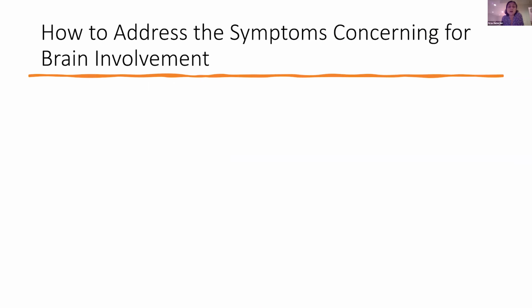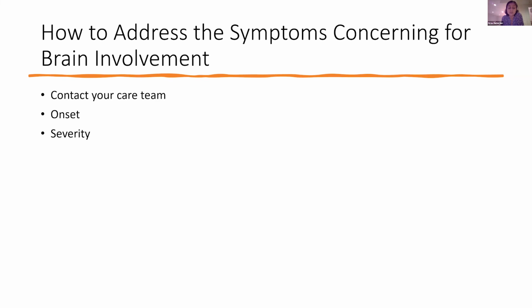So how to address the symptoms concerning for brain involvement? Obviously, the first step is if you are experiencing a new symptom, a change in your symptoms which are concerning for central nervous system involvement, the first step would be to contact your care team. Again, depending on the severity or the acuity of symptoms, either you contact your physician for a routine discussion versus do you need to go to the emergency room.